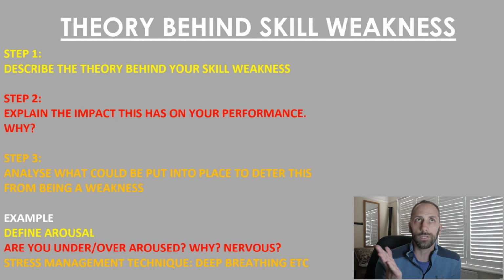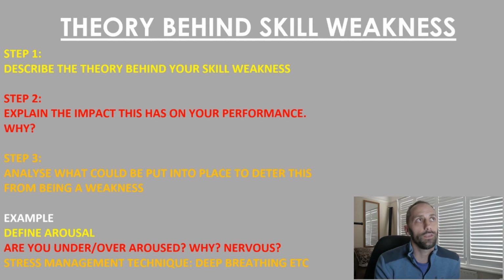So if I was looking at arousal, I would need to talk about how being over aroused is a bad thing in my activity. I would need to talk about how that maybe limits some of the aspects of the information processor model because it narrows my field, my perceptual field. Okay, we then need to analyze what could be put in place to deter it.